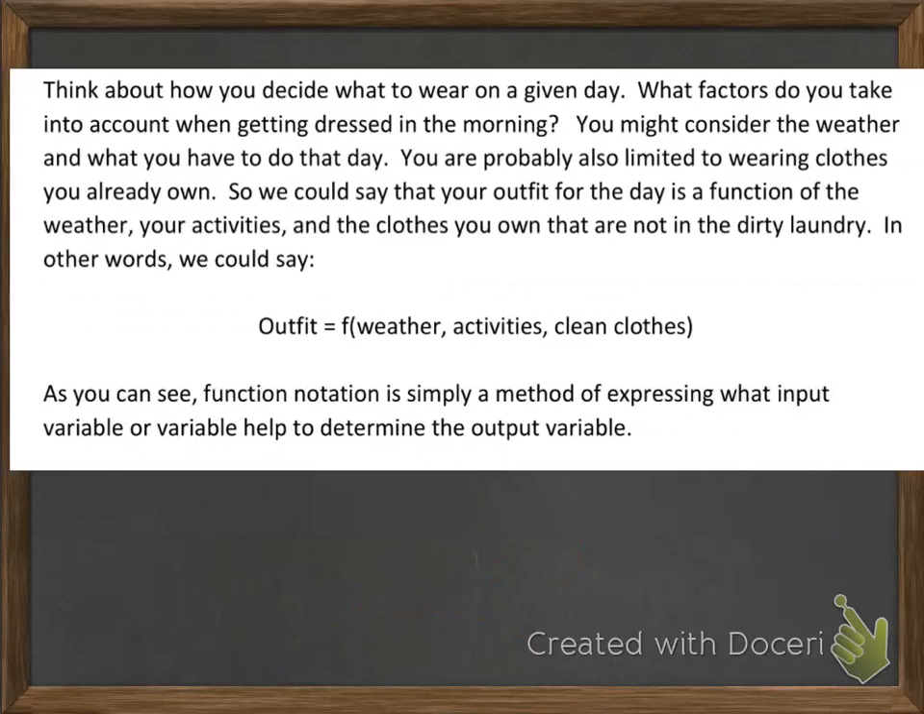To better understand function notation, think about how you decide what to wear on a given day. What factors do you take into account when getting dressed in the morning? You may consider the weather and what you have to do that day. You are probably also limited to wearing clothes you already own. So we could say that your outfit for the day is a function of the weather, your activities, and the clothes you own that are not in the dirty laundry. In other words, we could say outfit equals a function of weather, activities, and clean clothes. As you can see, function notation is simply a method of expressing what input variable or variables help to determine the output variable.